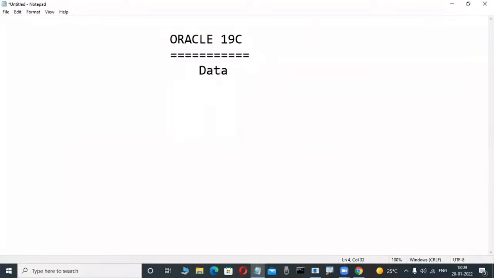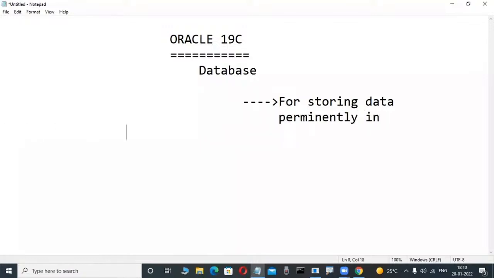Database. Don't write anything, just observe here. But what is the purpose of these database products? Everyone knows. Whenever we install these database products in our system or company side, what is the main purpose? For storing data permanently in secondary storage devices. Secondary storage devices means maybe hard disk.